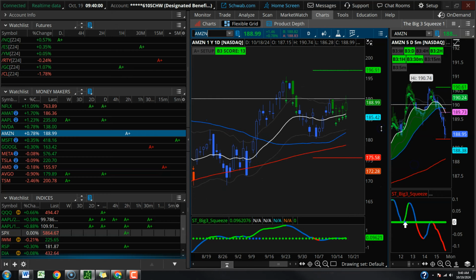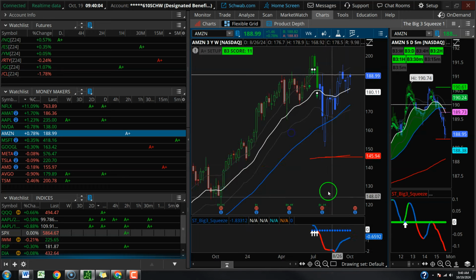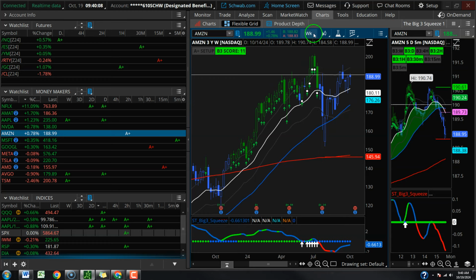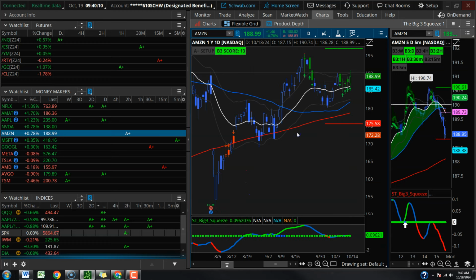I think a good spot for a short-term push. If anything, maybe a push into earnings on the 31st of October. Good hold here of the 21 EMA from the daily. Score of 13, got a buy signal. I think a decent spot to look for a push.